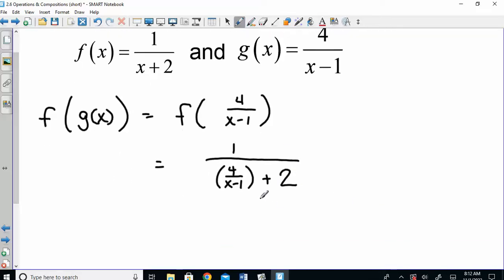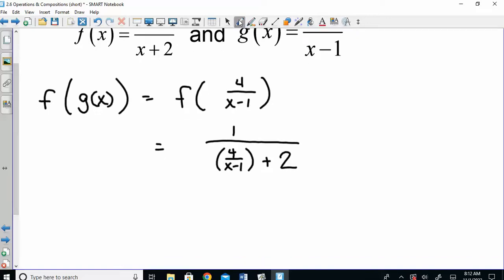Is this proper notation? No, we can't have a fraction in a fraction. There are different ways to get rid of this, but the fastest is when I look at this, I see I have an x minus 1 in the denominator. So I'm going to take everything times x minus 1. So the top and the bottom.